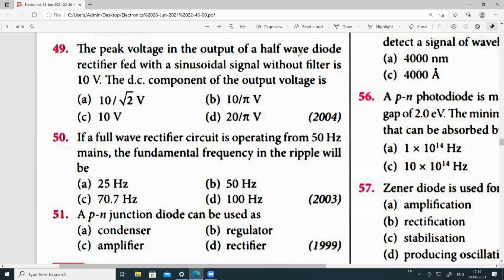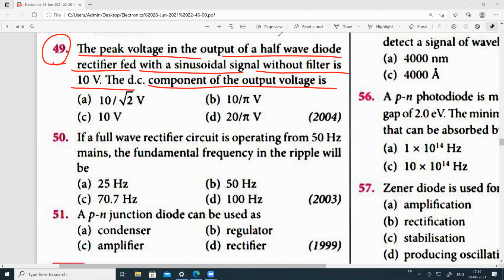49th one. The peak voltage in the output of a half wave diode rectifier fed with a sinusoidal signal without filter is 10 volt. DC component of the output voltage is: 10 by root 2, 10 by pi, 10 volt, or 20 divided by pi. So here, VDC is equal to Vm divided by pi. So that is equal to 10 divided by pi volt.